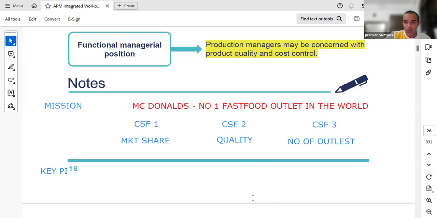Now, let me do one for you. Let me take the quality. How do I know whether my quality is good or bad? One KPI is customer reviews, or what you call customer satisfaction. And that will tell us whether our quality is good or bad. Number two, repeat purchase.